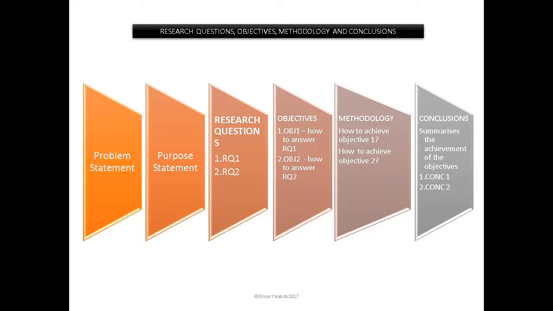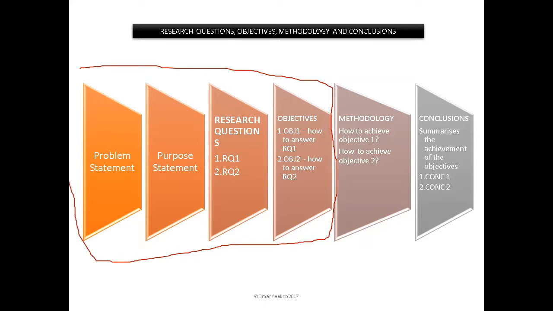Okay, so this is just to show the scope of the work that we are looking at in this particular problem formulation. This is what is in chapter 1. From the background, go to problem statement, purpose statement, research questions, objectives. Methodology, of course, will be covered in chapter 3, which we are going to do later. And conclusions only come after you finish your work, after you finish your research.